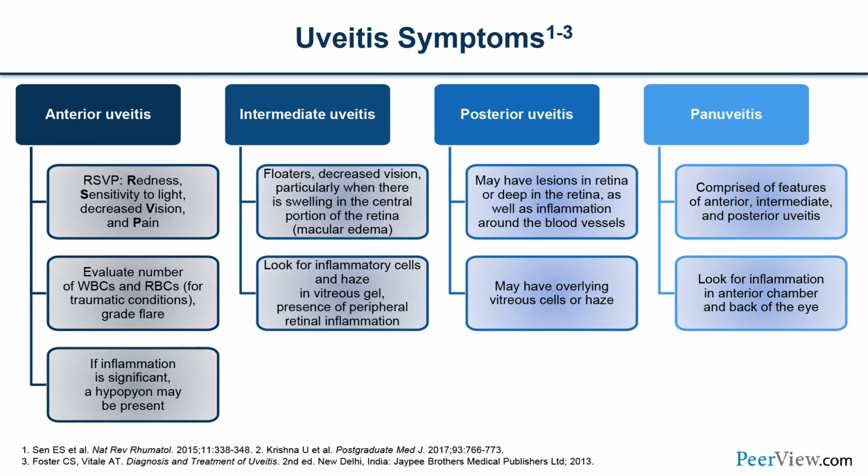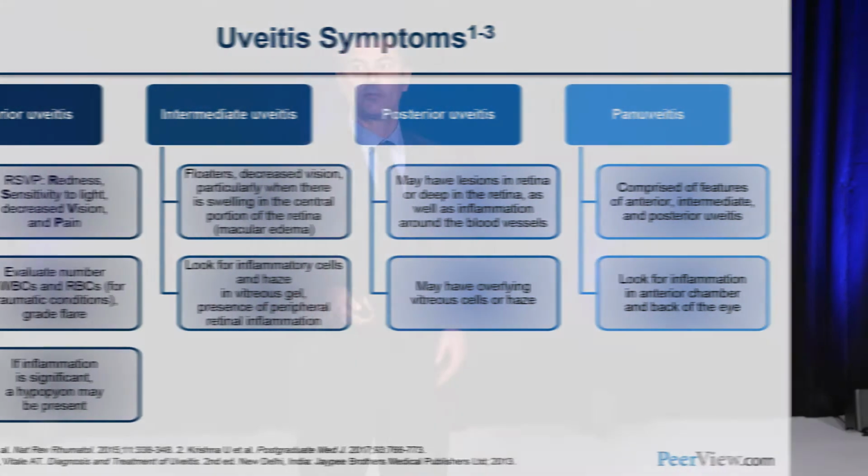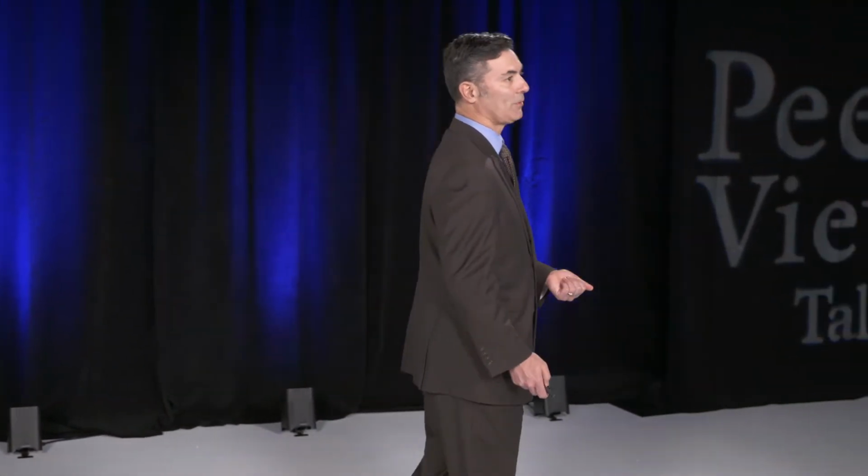And we also may see overlying vitreous cells and haze. And again, panuveitis, we see all three. It's the full meal deal, so to speak. So grading uveitis, I already touched on this, but we look for anterior chamber cells. We look for aqueous flare, which is proteinaceous leakage of fluid from the iris blood vessels into the anterior chamber of the eye. Vitreous haze is a very important way that we measure inflammatory activity in the vitreous.